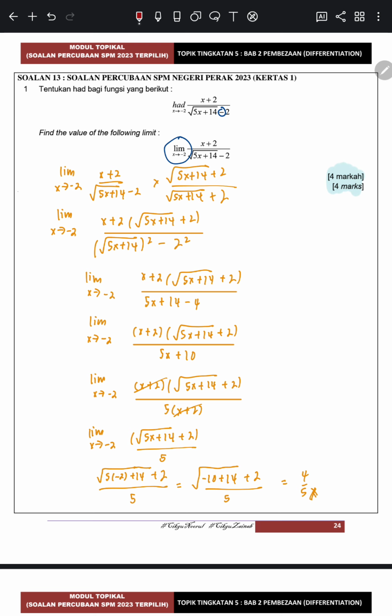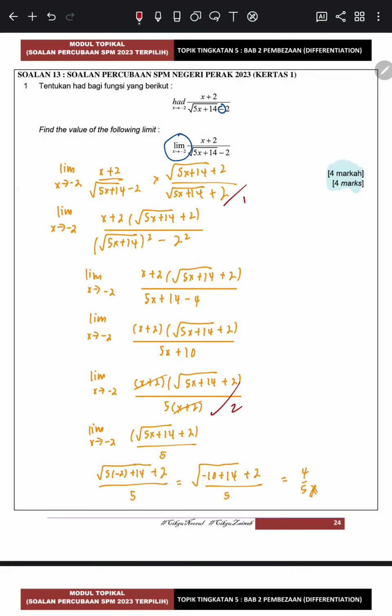So the marks are like this. We times with the conjugate, 1 mark. Then we factorize here for the second mark. You insert, either one lah, this one or this one, get the third mark, and the final answer gets the fourth mark. For this one, if you can give the answer in fraction, just give in fraction. Okay, that's the first one.